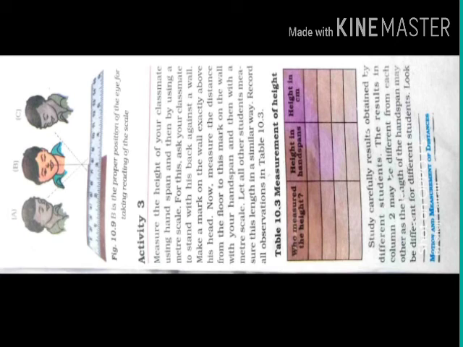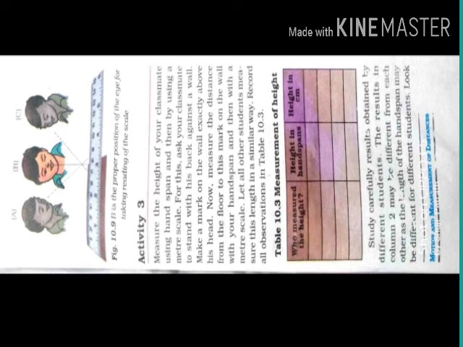Make a mark on the wall exactly above their head. Just mark the height above the head. Now measure the distance from the floor to this mark on the wall with your handspan. Using the handspan, measure this length from the floor to the mark. Where you marked, till there you have to measure. First you have to measure with a handspan and then with a meter scale.